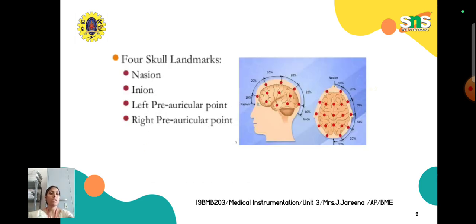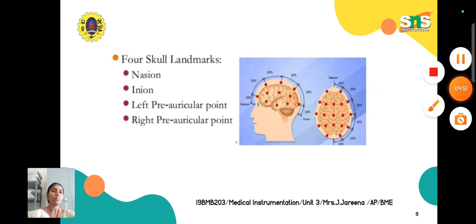In addition to this, there are four skull landmarks, which are very important. One is the nasion, the starting point of the nose. Then the inion, at the back of the neck, the extreme end, where you have the inion. The left preauricular point is your left ear, and the right preauricular point is your right ear. In this earlobe region we call it the preauricular point, left and right. So these are the four skull landmarks.